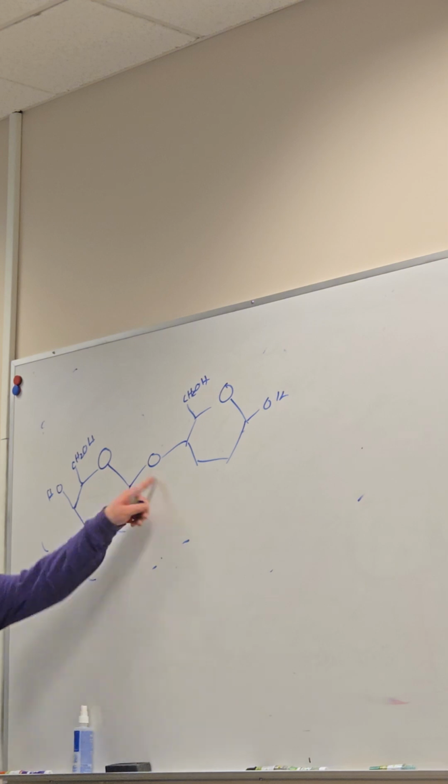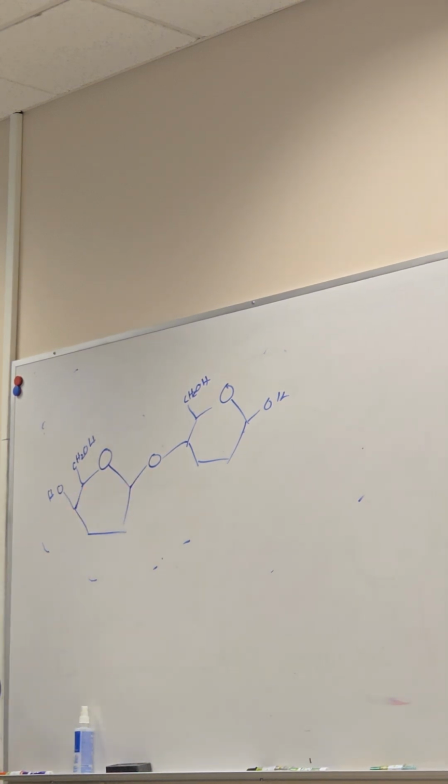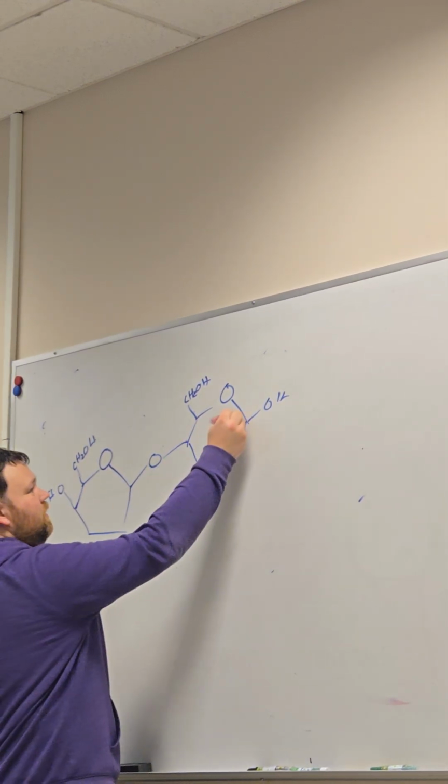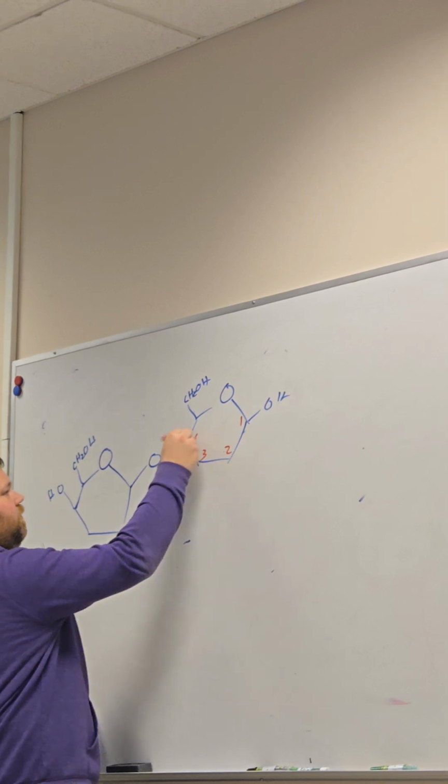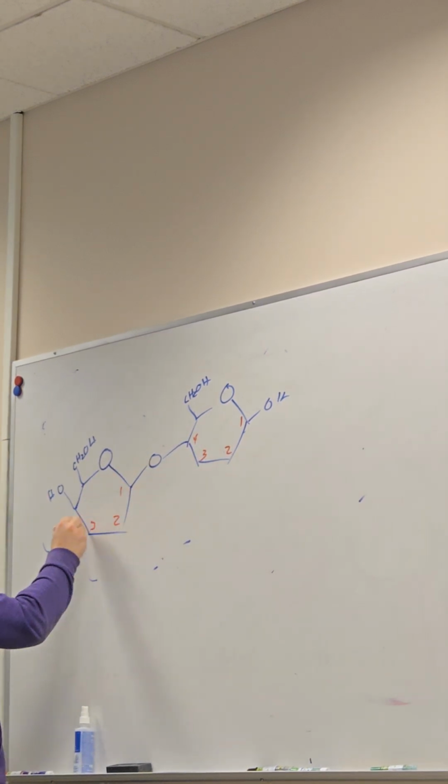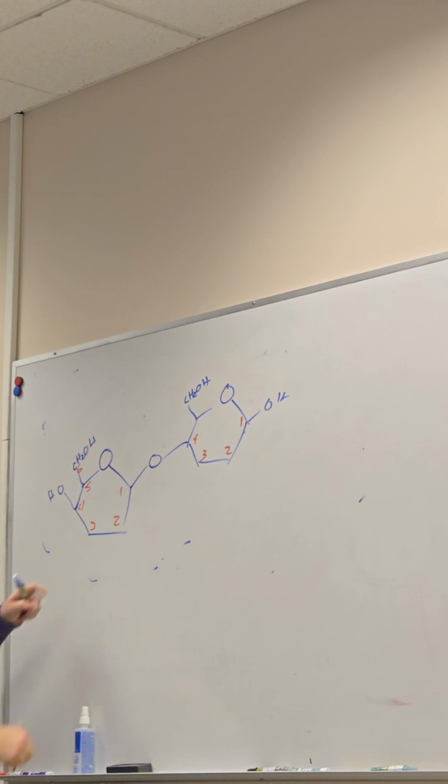There we go. This is our glycosidic linkage. It is a 1,4 glycosidic linkage. So 1, 2, 3, 4. 1, 2, 3, 4, 5, 6. All right, so a 1,4 glycosidic linkage. And so what we want to do is break this linkage.